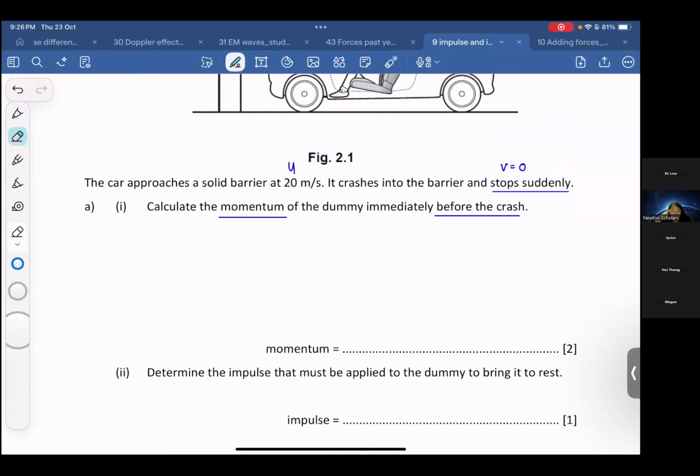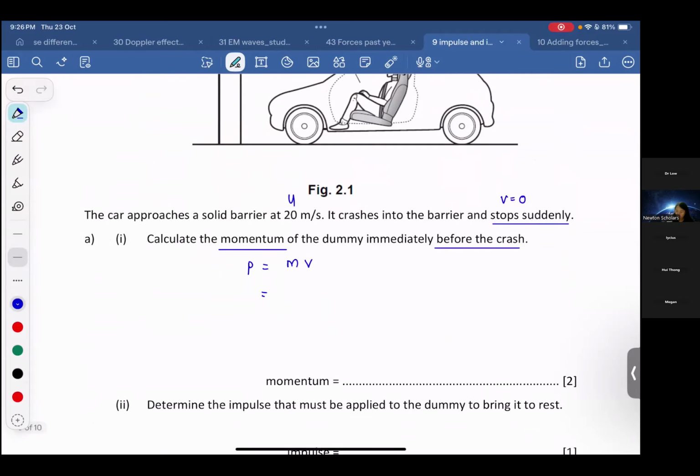Emily? Correct, Emily. Yes. Careless, M times V. What is my mass? 70. What is my initial velocity? 20. So 1,400 kg meter per second. Is it okay?